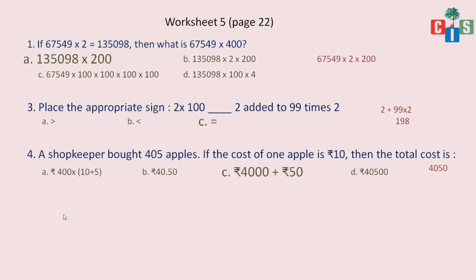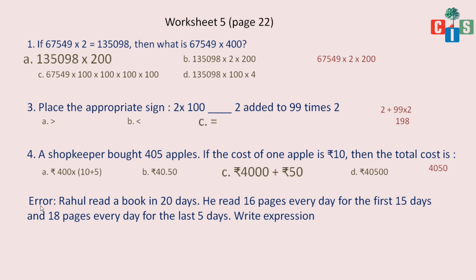Fine. Now the error part I have taken. Spot the error. Okay. Rahul read a book in 20 days. In 20 days he reads a book. He read 16 pages every day for the first 15 days. So in the first 15 days, every day he reads 16 pages. And 18 pages every day for the last 5 days. 15 plus 5 is 20 days. Okay. And the book would be of 16 plus 18 pages.